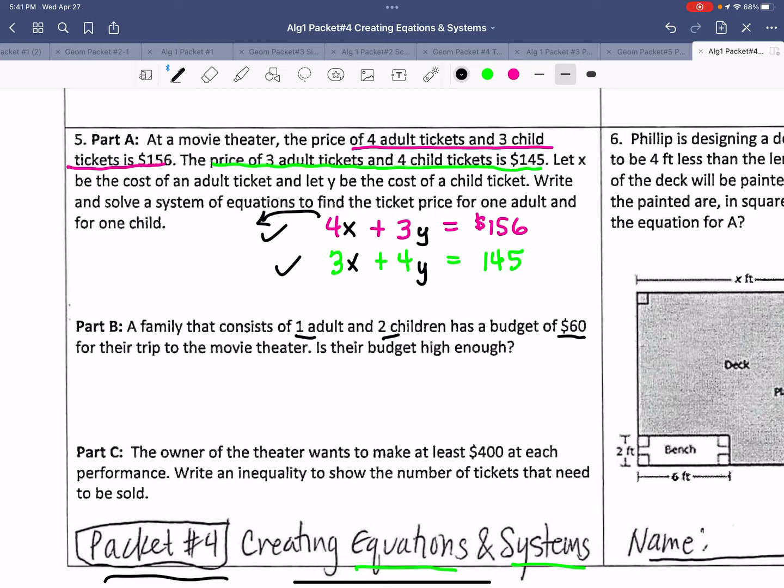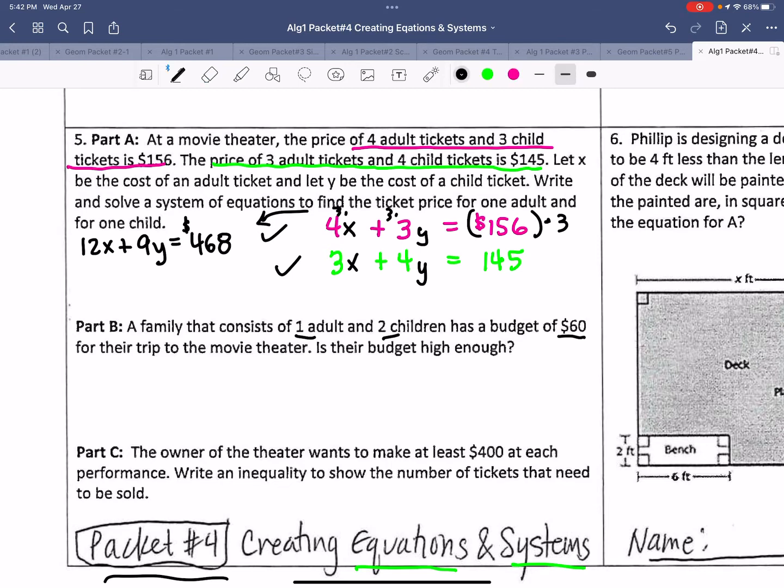So let's see. I'm going to multiply this one by 3. So everything in this, I'm going to multiply by 3. And then I'm going to rewrite the equation over here. So I have 12x plus 9y equals 486. Okay, so I multiplied 3 by every single term. 3 here, 3 there, right? And 3 here. So notice I multiplied every single term by 3, right?